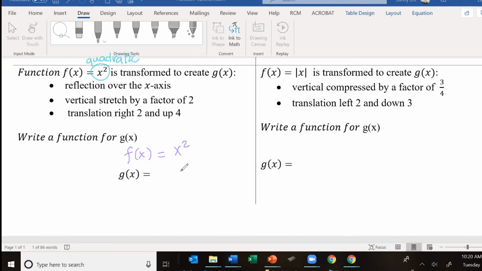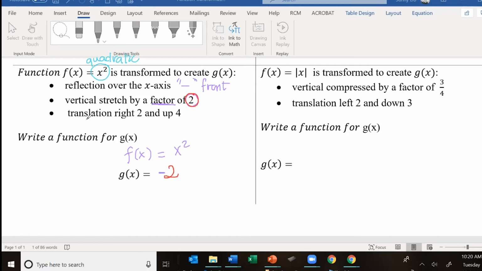So we know there's a reflection over the x-axis. That means the negative in the front. Okay, so let's put a negative. Vertical stretch by a factor of 2. Every time you see a factor, that means it's being multiplied, right? And that's a leading coefficient. So we're going to put the 2 right after the negative, right there.